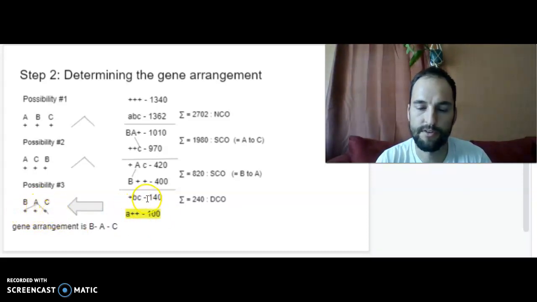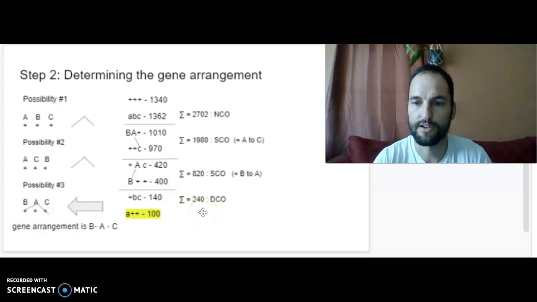Now, if we were to use this other set here, the plus BC, we would still have plus BC. It would just be the inverted shape of that. So it doesn't really matter which one you use, as long as you're consistent with when you use it.